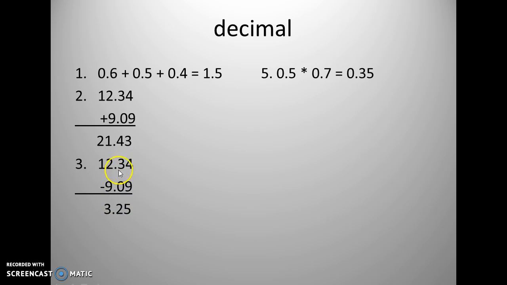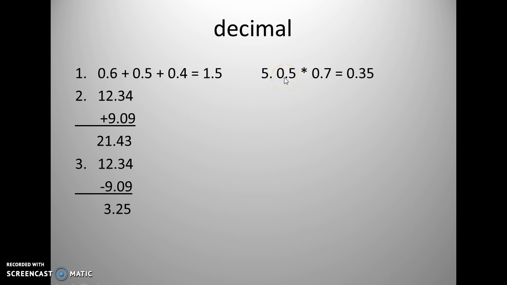In subtracting decimals, again, you want to make sure that the point is lined up. So it would get 10 here. So it'd be 14 minus 9 is 5. This became 2. 2 minus 0 is 2. Then 12 minus 9 is 3. And all the decimals line up.